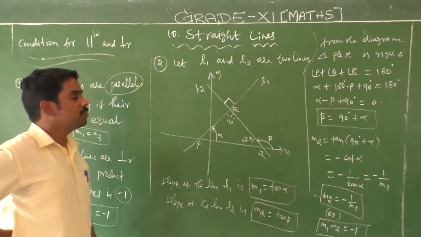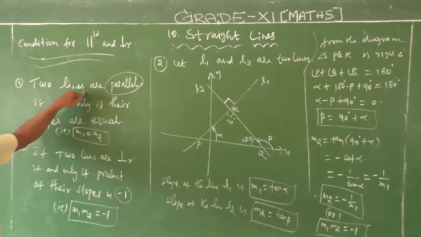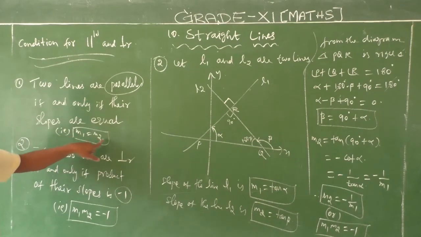Okay, these two points are very important. If two lines are parallel, then the slopes of the lines are equal, so M1 equal to M2. Two lines are perpendicular if and only if the product of the slopes is minus 1. That is M1 into M2 is equal to minus 1. Okay, right.